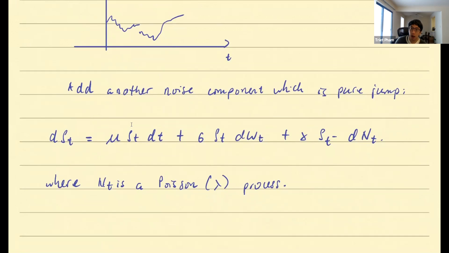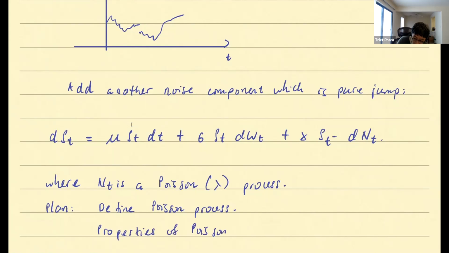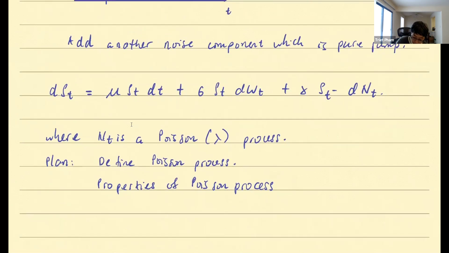Okay. Sure. So what is a Poisson process? You see the plan, the scheme is similar to what we did with Brownian motion. First, we need to define the Poisson process. Then we need to understand the properties of the Poisson process, including how to integrate with the Poisson process. How to integrate.